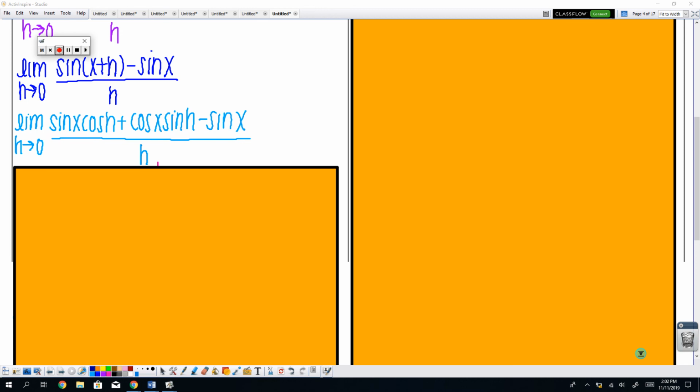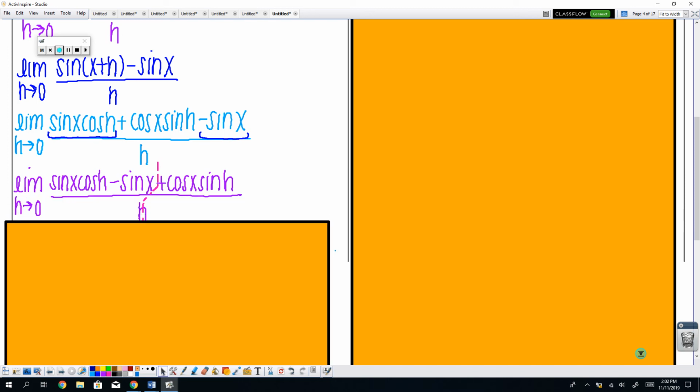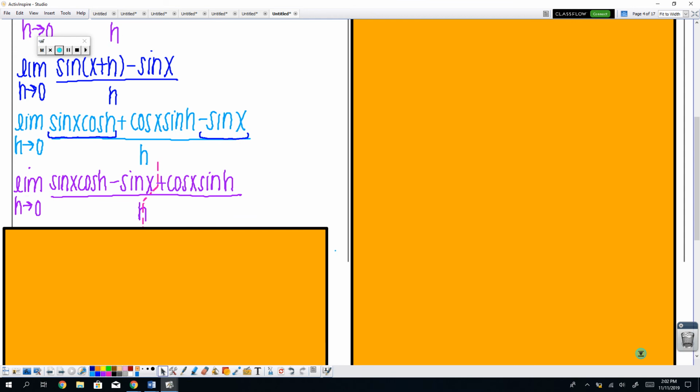Now when you're doing proofs, you have to learn to get a little bit fancy in the way that you write things. So what we're going to do here is we're actually going to reorder the way that the terms are listed on the top. Because if you'll notice, this part right here, the first part, and the last part both have sine x in them. So we're going to use that to be kind of fancy in the way that we do things. So we're going to reorder them right here. So we reordered them. Notice we have sine x cosine h minus sine x plus cosine x sine h.